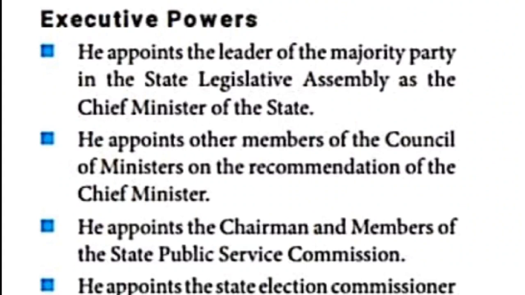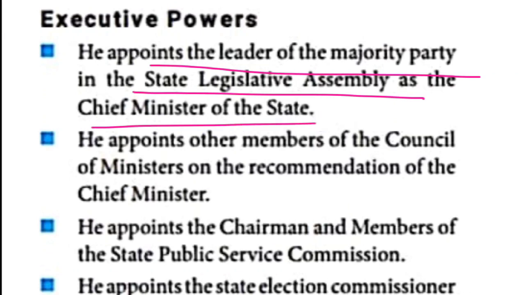He appoints the leader of the majority party in the state legislative assembly. The majority party leader only becomes the chief minister. Yes, he will become the chief minister of the particular state. So here we can understand: the executive power of the governor is that he can appoint the chief minister of the state, that is, the majority party leader.